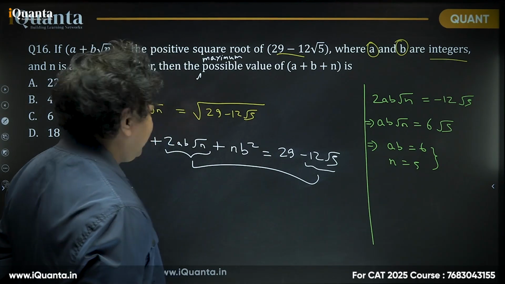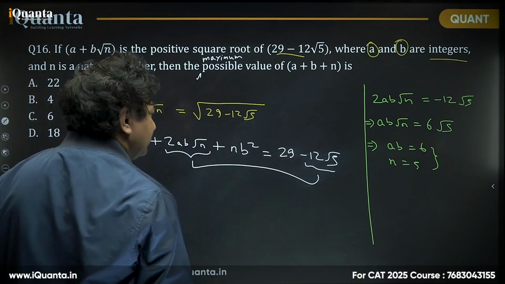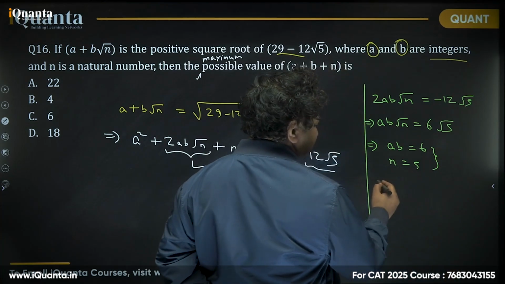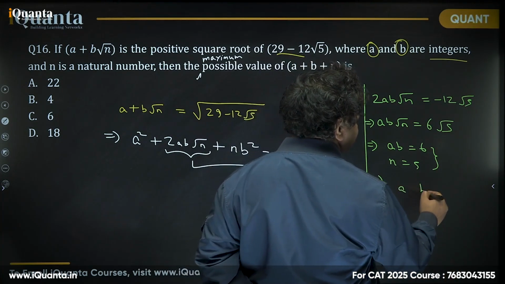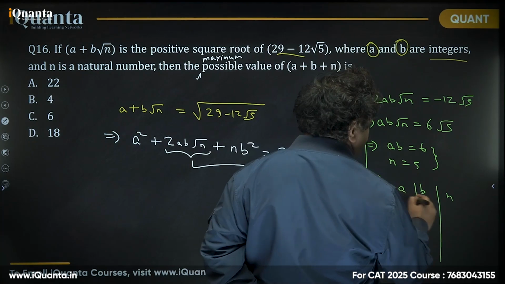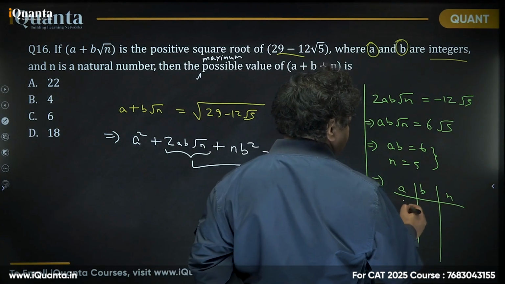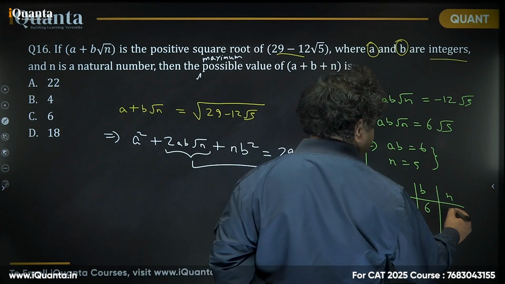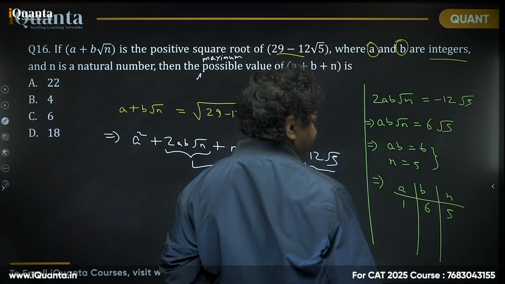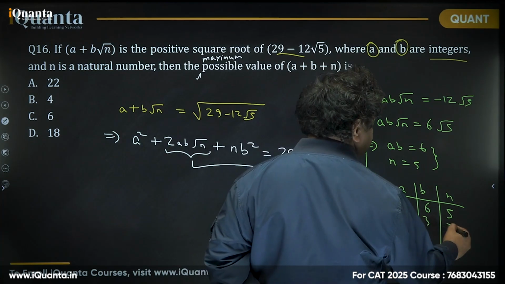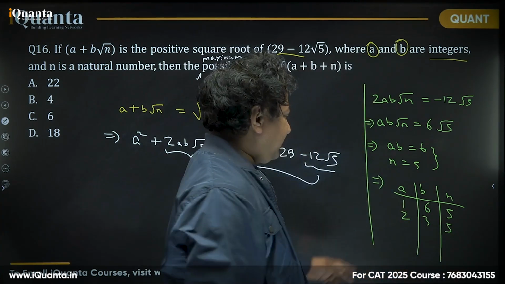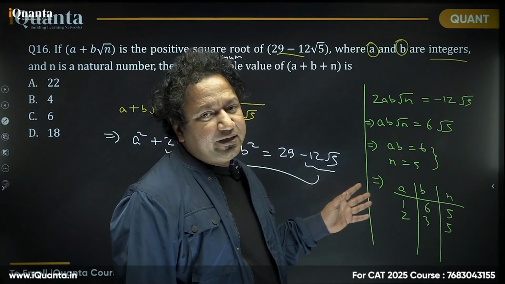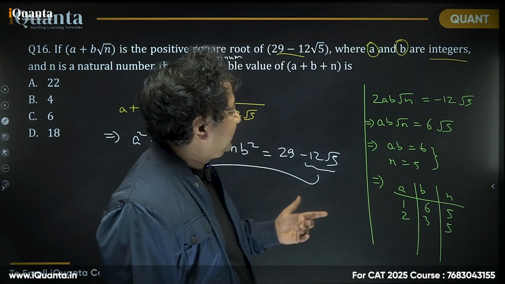Okay, by the way, in this case, if we try to maximize a plus b plus n, what other things can we have? A, b, n. If I make a table out of it, I can have 1, 6, 5, or 2, 3, 5. I can have the reverse of it, like 6, 1, 5 or 3, 2, 5, which won't matter much. Or I can also have A and B as negative numbers, as they are integers.